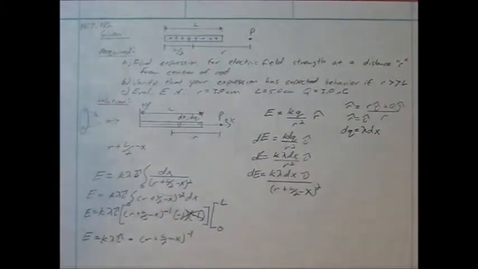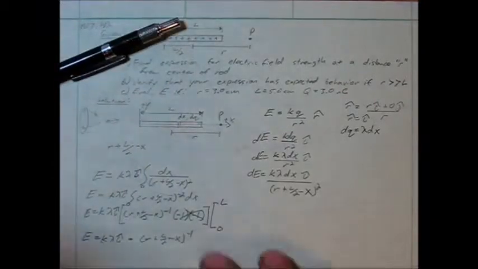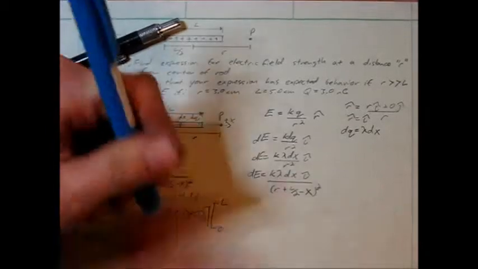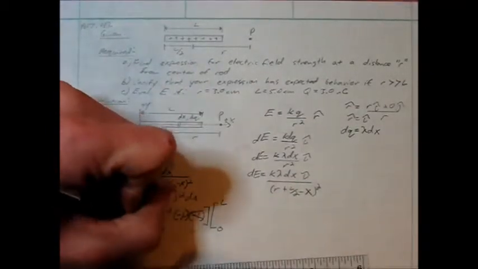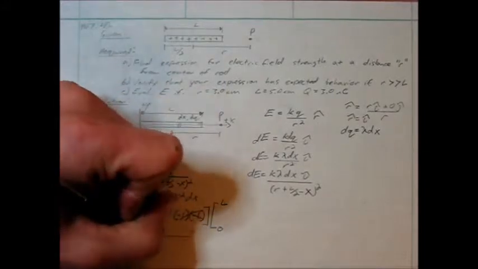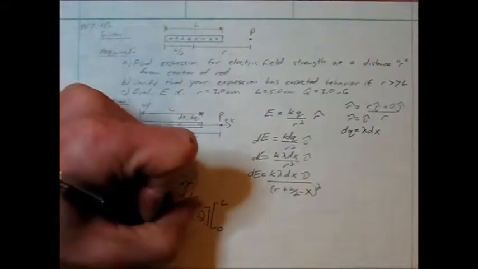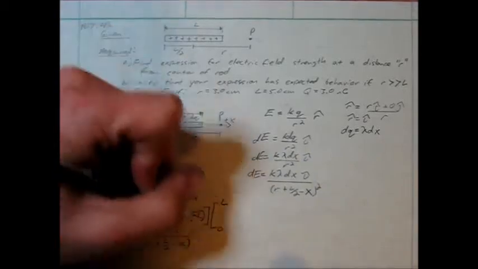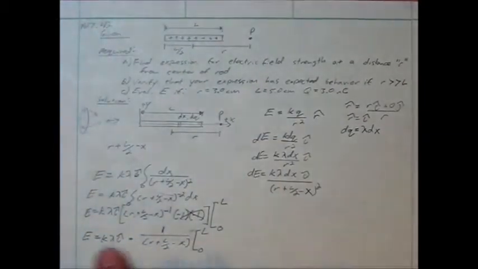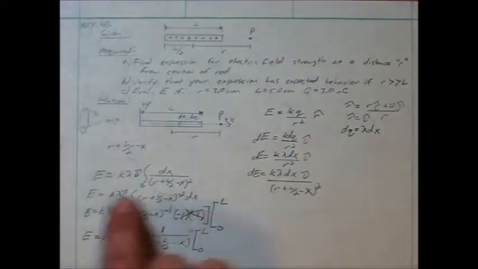Remember that negative 1 power, actually I changed my mind. I'm just going to rewrite this as the fraction. Remember it's a negative 1 power, which means it's in the denominator. So let's just go ahead and do that. R plus L over 2 minus x. We don't need the exponent anymore. And that's evaluated between 0 and L. Okay, so this is our formula.